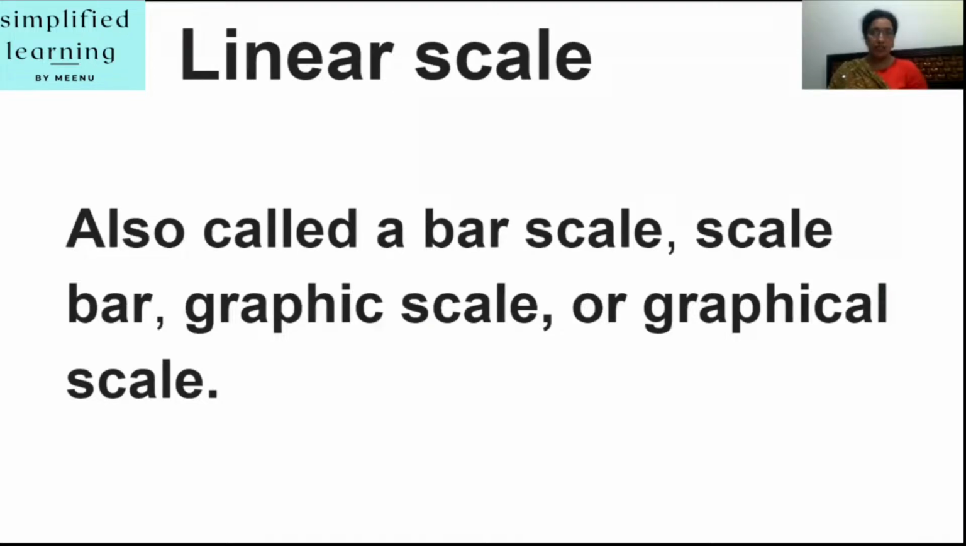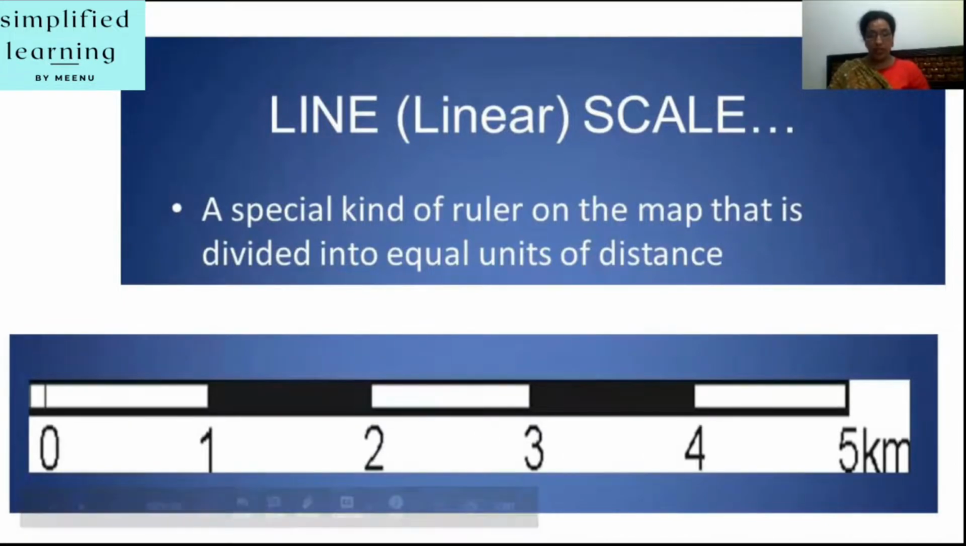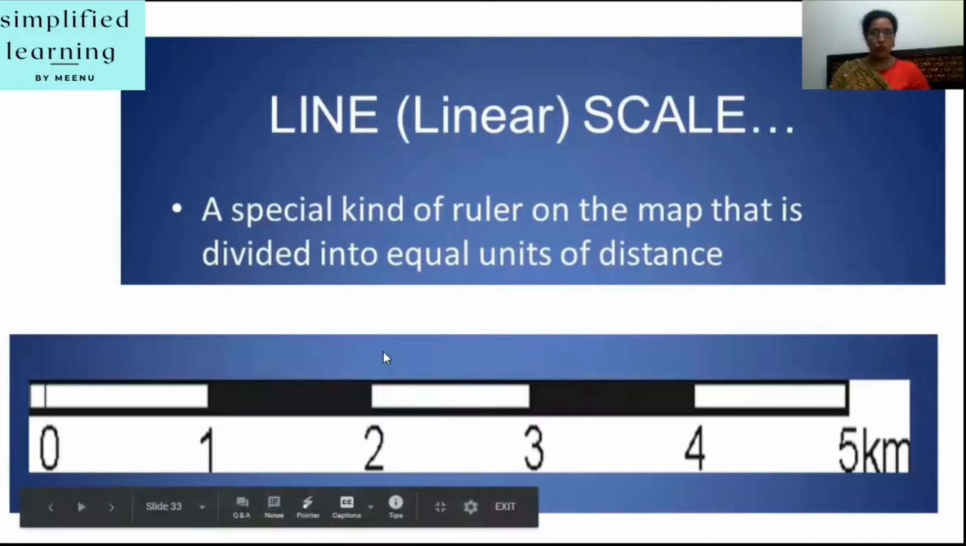Next we have linear scale. It is also called a bar scale, scale bar, graphic scale, or graphical scale. Now what is it? This scale consists of a straight line. You can look here. A straight line which is divided into lengths that represent given distances on the Earth's surface. It is usually drawn near the lower portion of the map.